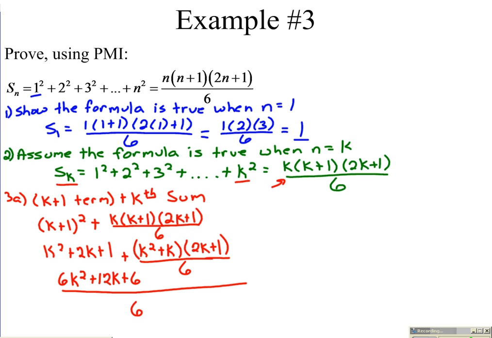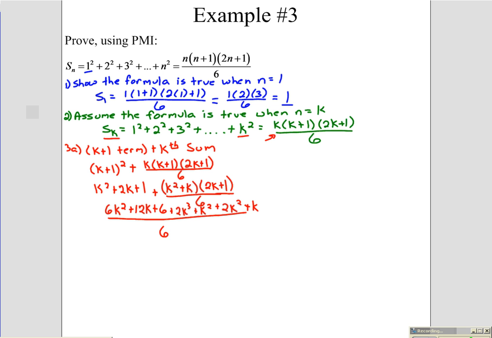FOIL these two together here. We get 2k cubed. Outer, k squared. Inner, 2k squared. Last, plus k. And now finally add like terms. And we end up with 2k cubed plus 9k squared plus 13k plus 6 all over 6. So that's what we get when we add one more term to both sides here.